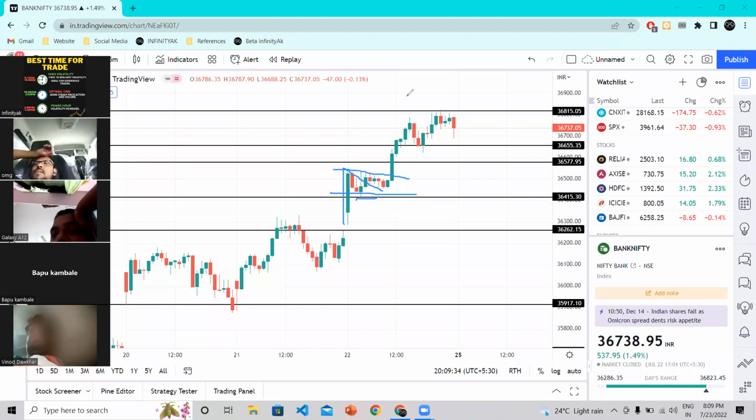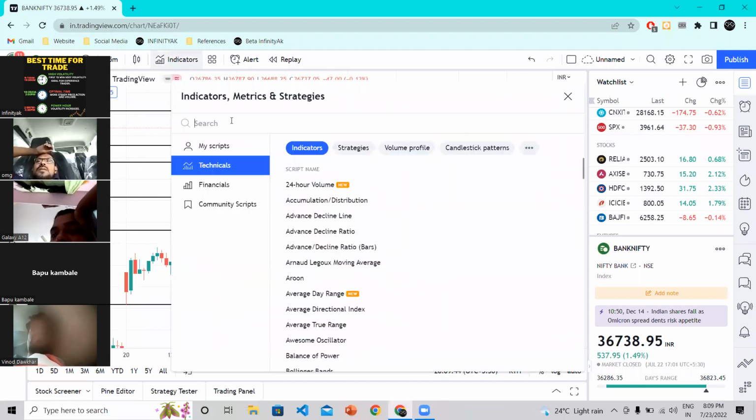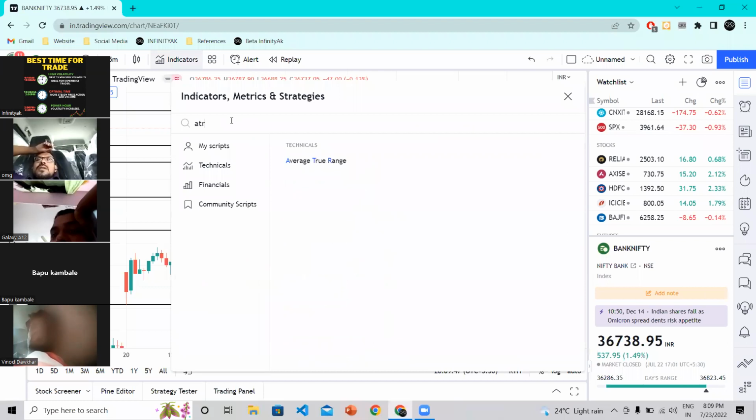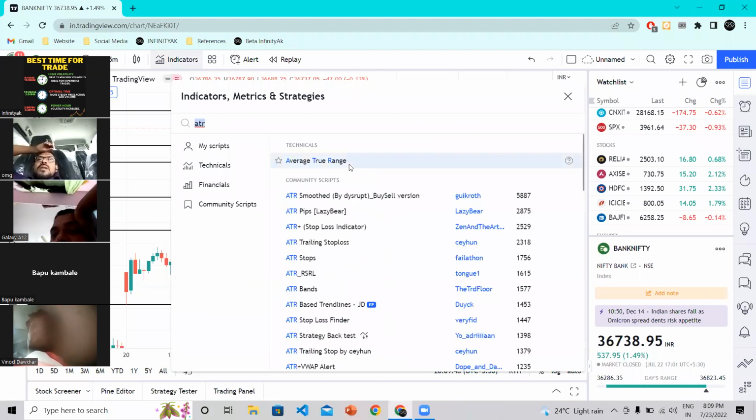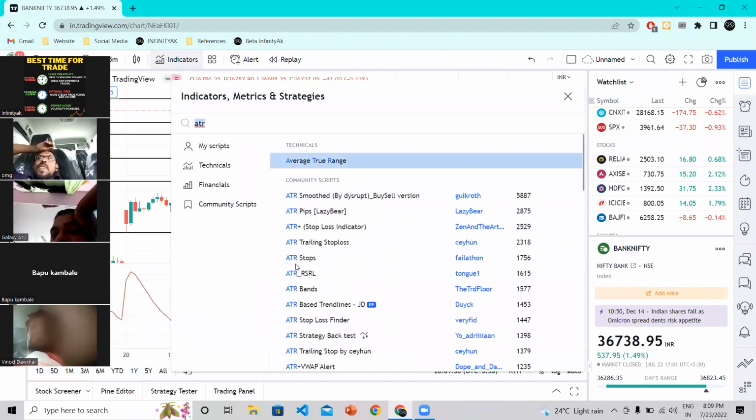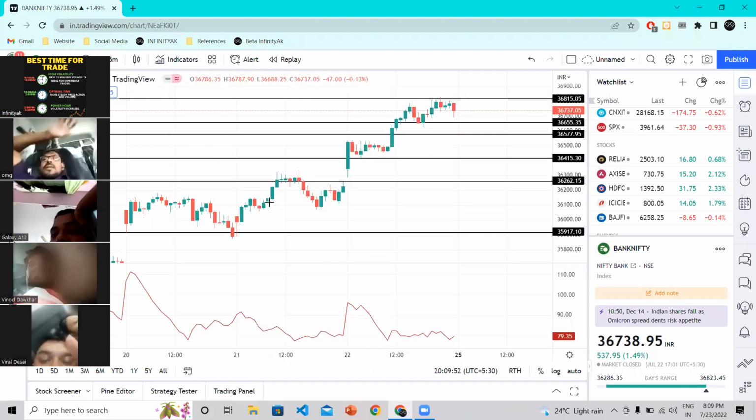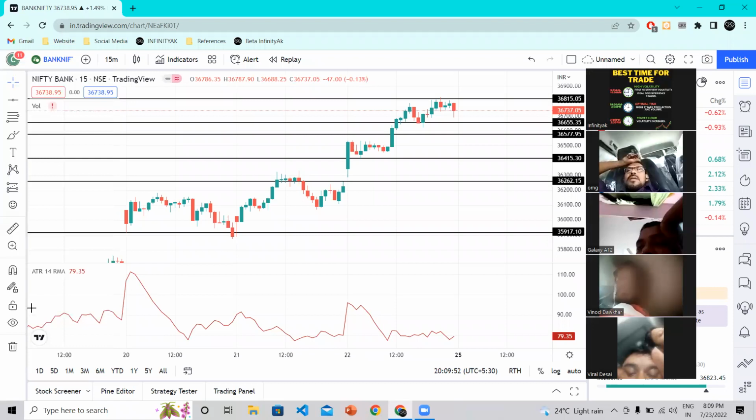So for that, we can use one indicator. Based on that indicator, we can set the stop loss. For choosing an indicator to keep a stop loss, we go to the indicator section. Just search here for ATR, average true range. You can see that in the below section. ATR. So what does it indicate?